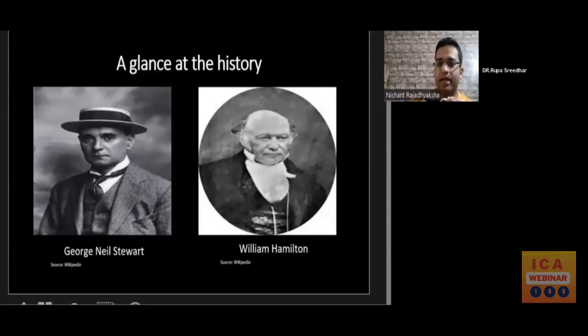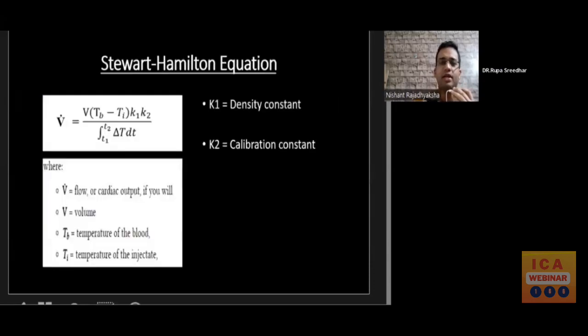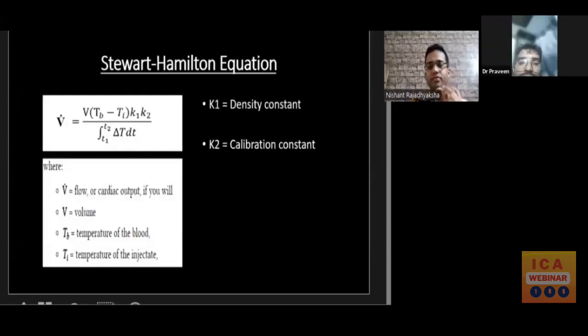Then came William Hamilton in 1929, who published an article with Kinsman and Eitel. He used various dyes like Evans blue and injected them into the venous system. He measured the concentration at regular intervals from the radial artery. Ideally, for mathematical accuracy, an integration should have been used, but it was practically impossible at that time. But now, with the advent of modern software-driven machines, the same formula can be mutated into a modern form, which we refer to as the Stewart-Hamilton equation.